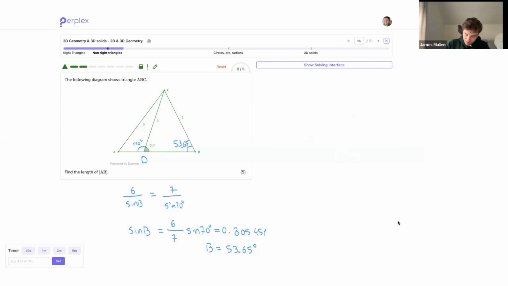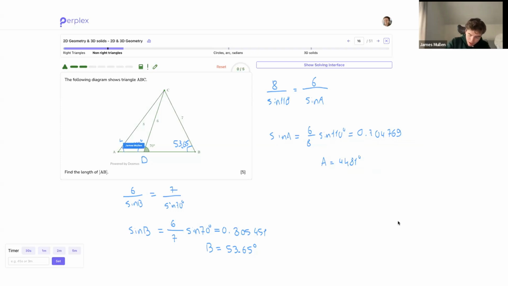And then I can use 8 over sine of 110 degrees is equal to 6 over sine of A. I isolate sine of A. Sine of A is equal to 6 over 8 sine of 110 degrees. I put that into my calculator and I would get 0.704769. And then I take the inverse sine and I find A is equal to 44.81 degrees.